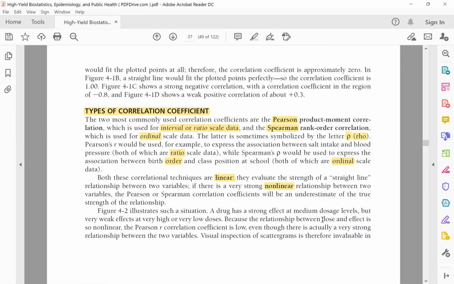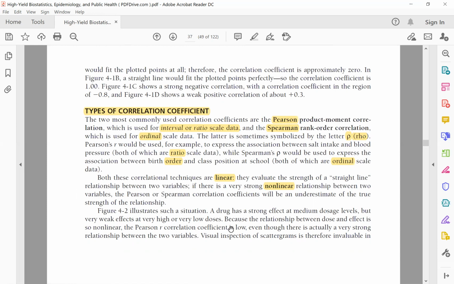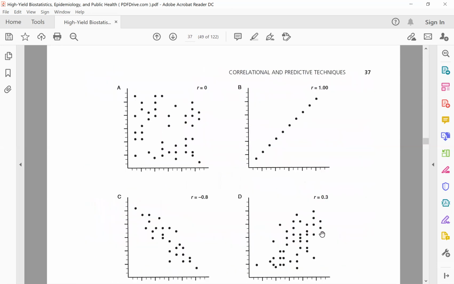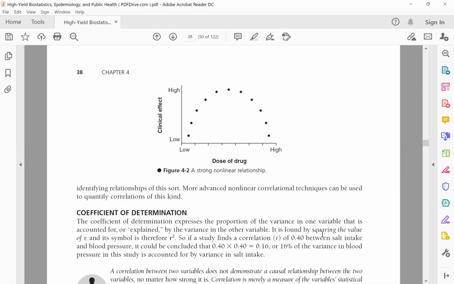A drug has a strong effect at medium dosage levels, but very weak effects at very high or very low doses. Because the relationship between dose and effect is so non-linear, the Pearson r correlation coefficient is low, even though there is actually a very strong relationship between the two variables. Visual inspection of scattergrams is therefore invaluable in identifying relationships of this sort. More advanced non-linear correlation techniques can be used to quantify correlations of this kind.